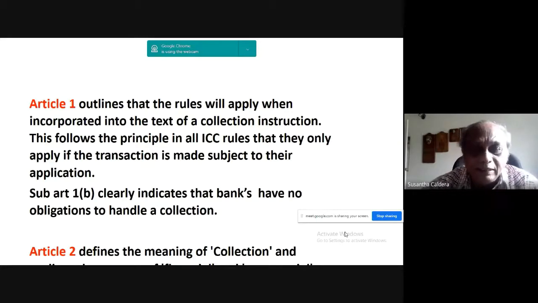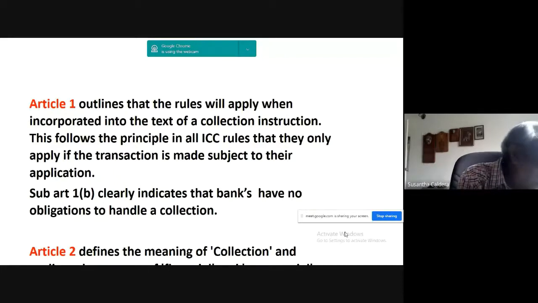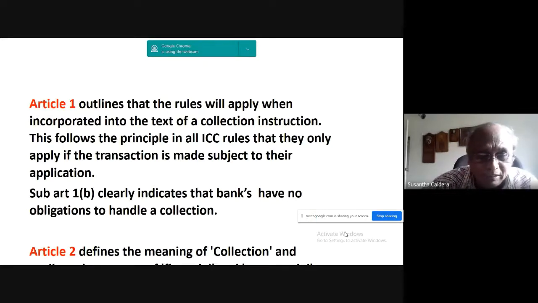Then subarticle 1B. Subarticle 1B says a bank shall have no obligation to handle either a collection or any collection instructions or subsequent related instructions. Even though they have mentioned URC 522, the collecting bank has no obligation to handle a collection. It is their prerogative. Right?